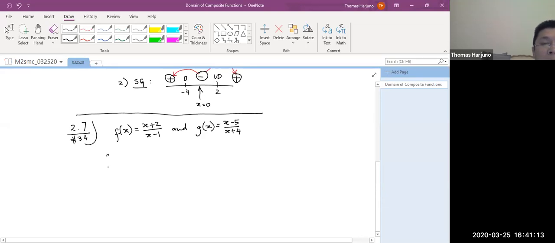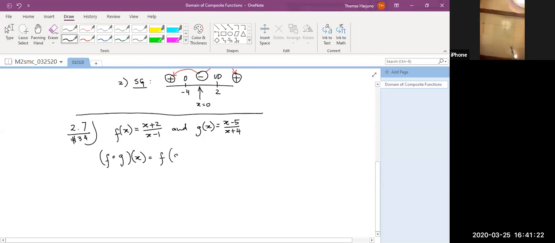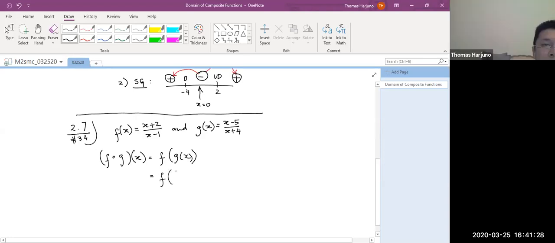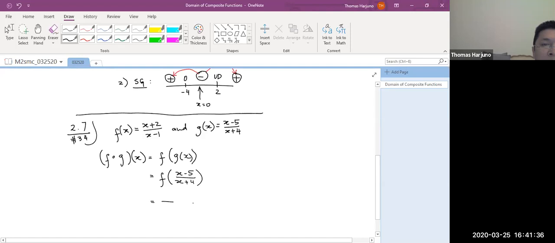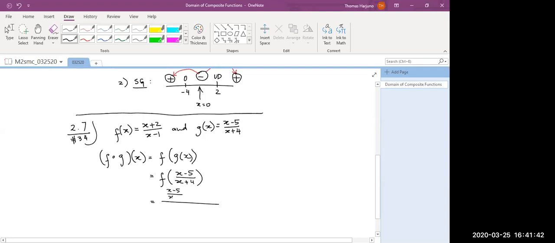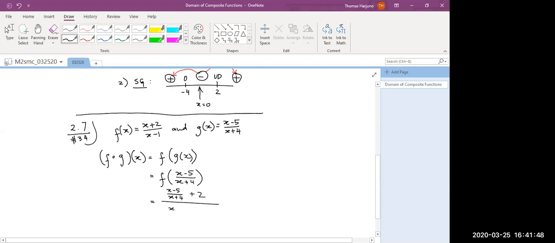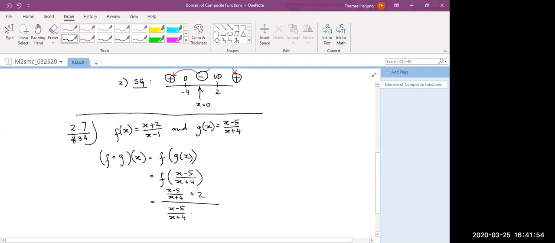Suppose I have f composed with g of x, which is f of g of x, which is f of x minus 5 over x plus 4. And that is, oh, this one is ugly. x minus 5 over x plus 4, plus 2, over x minus 5 over x plus 4, minus 1.